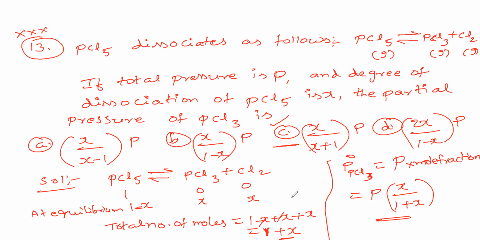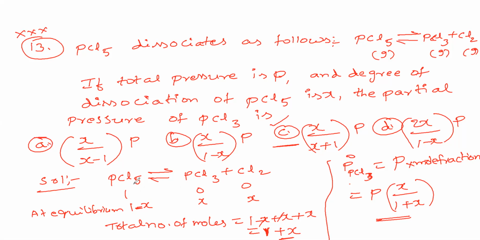Questions like these are most important, so please note it down. They can also ask for Kp for the same problem. For that you need to find the partial pressure of PCl3, of Cl2, as well as of PCl5. And Kp is equal to the partial pressure of PCl3 into the partial pressure of Cl2 divided by the partial pressure of PCl5 for this reaction. Here they have not asked for Kp, only up to the partial pressure of PCl3, so they have cut the question down to half. These are the important questions we have done from Kp and Kc.